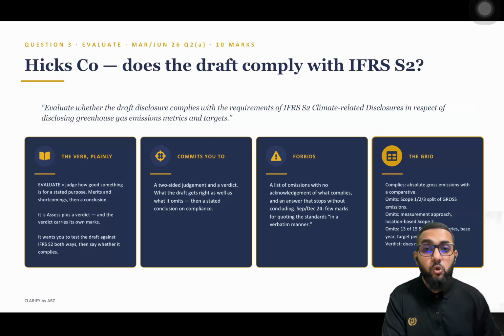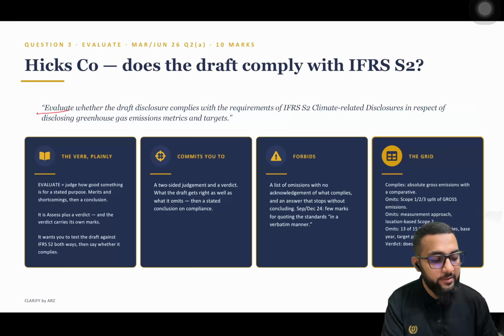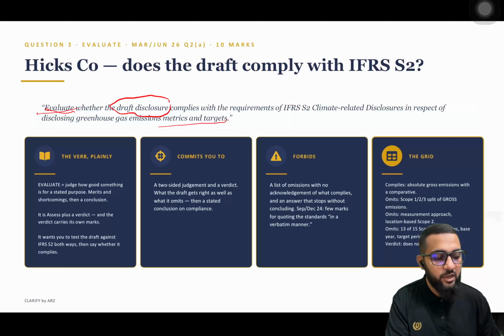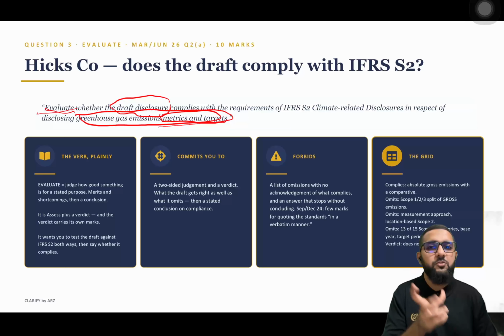Third question, Hicks go. Does the draft comply with IFRS S2? Right. So evaluate whether the draft disclosure complies with the requirements of IFRS S2 climate related disclosures in respect of disclosing greenhouse gas emissions, metrics, and targets. Evaluate is a verb. Draft disclosure is the requirement, right? Whether the draft disclosure is complying or not, right? That's a scenario. And what is the subject? Okay, greenhouse gas emissions, metrics, and targets.